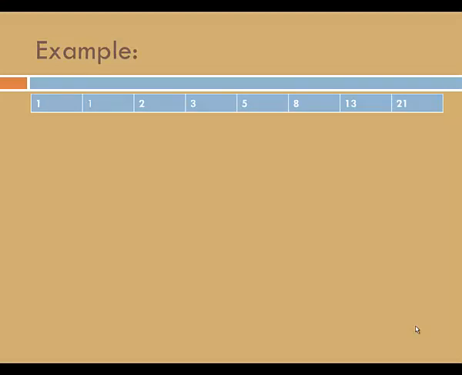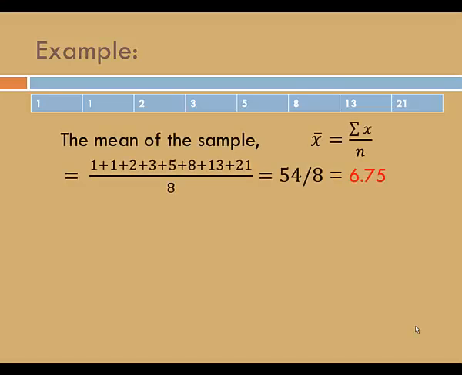Let's look at an example. Here's a small data set consisting of the data values 1, 1, 2, 3, 5, 8, 13, and 21. The data values are already in order from least to greatest. If we consider this to be a sample, the mean of the sample, x bar, is the sum of the values divided by the sample size. In this case, we'll add the values and then divide by our sample size, which is 8. We end up with 54 over 8, which is 6.75. So the mean of the sample is 6.75.